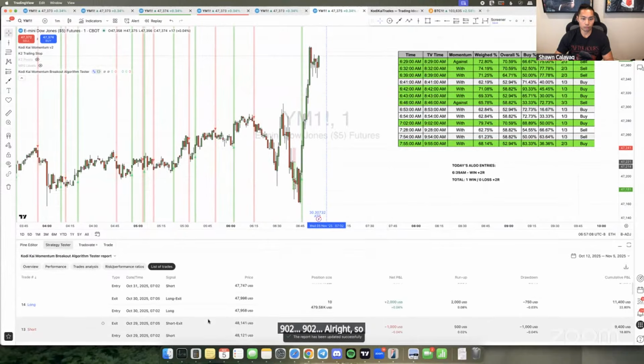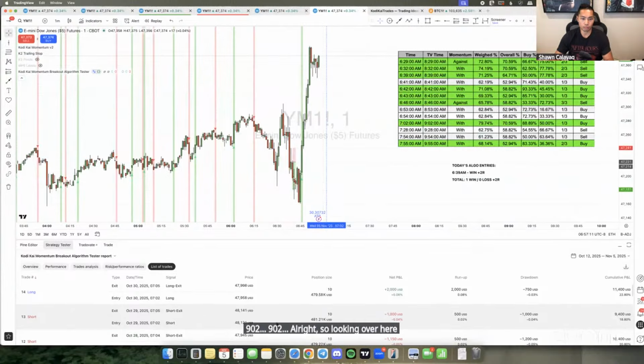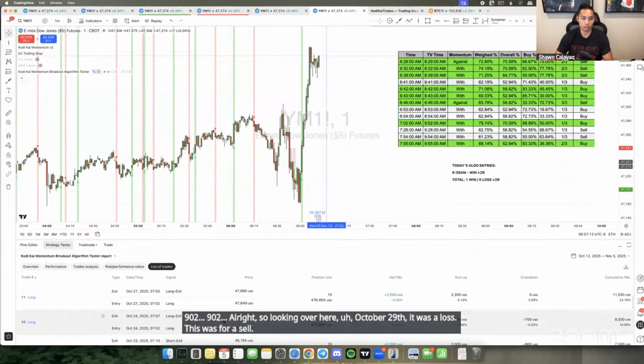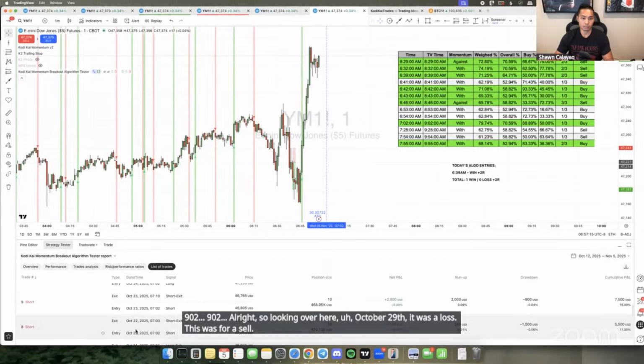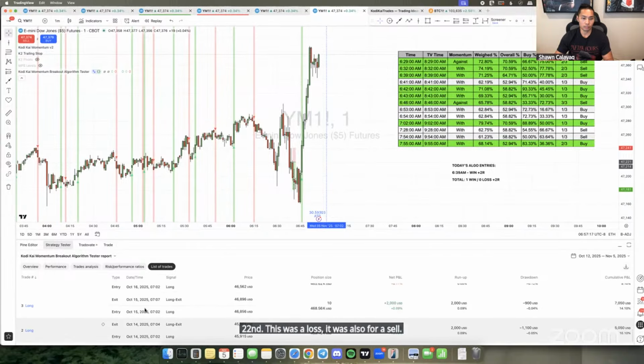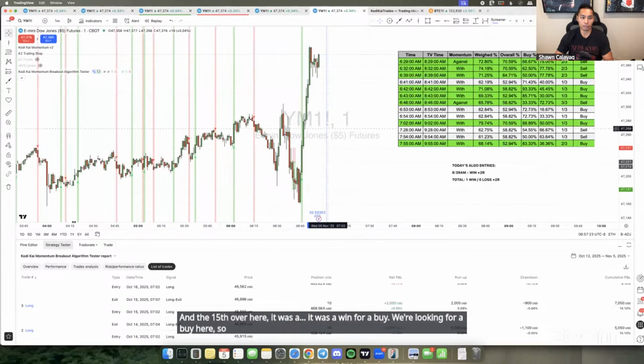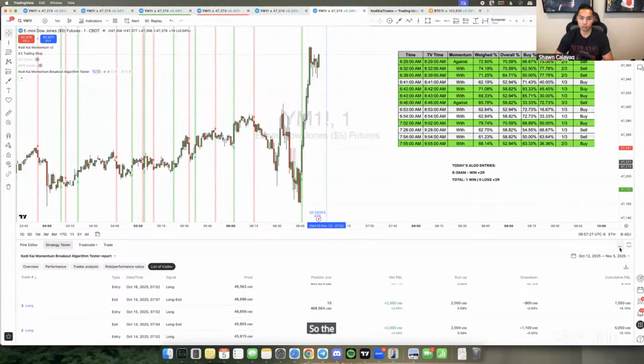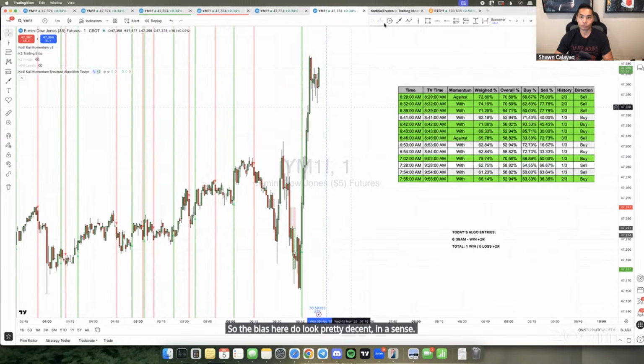All right, so looking over here, October 29th, it was a loss. This was for a sell. The 22nd, this was a loss. It was also for a sell. And the 15th over here, it was a win for a buy. We're looking for a buy here, so it looks a little better. It looks like it could probably play out. So the buys here do look pretty decent in a sense. The sells don't look so great, so I probably wouldn't take the sell there if it came up.